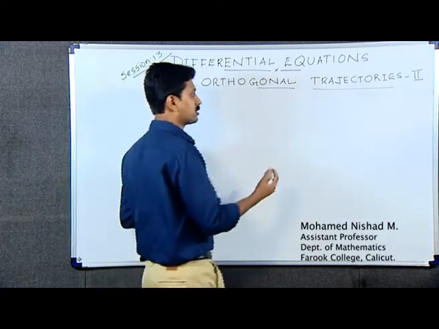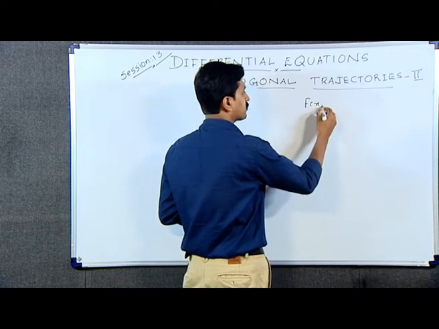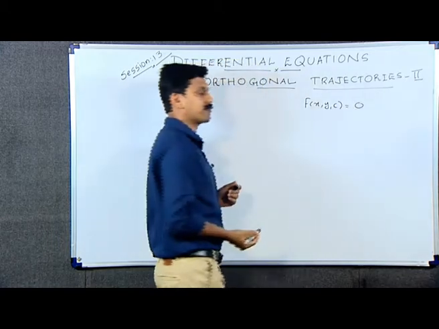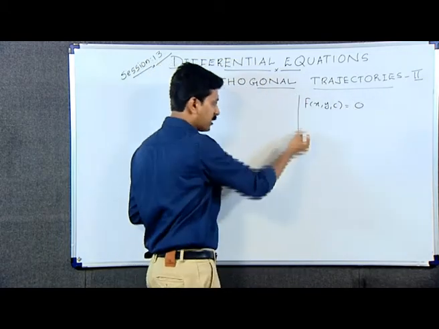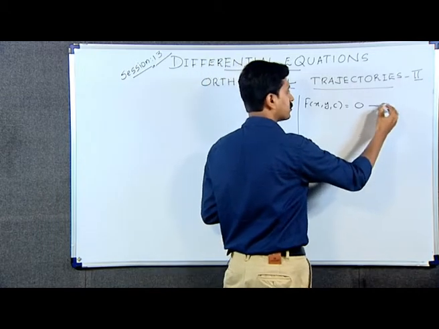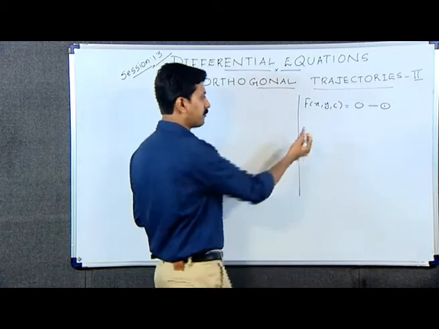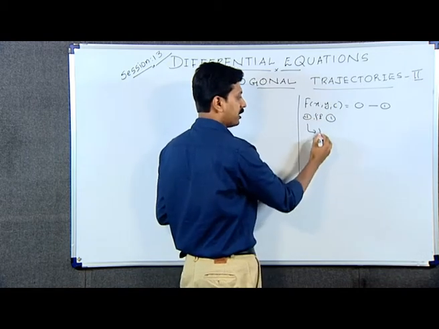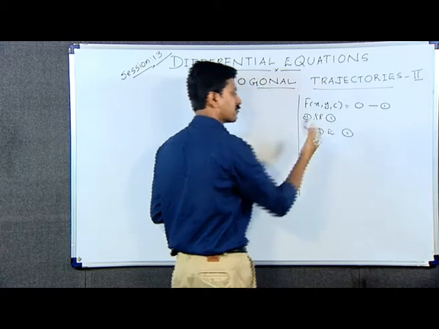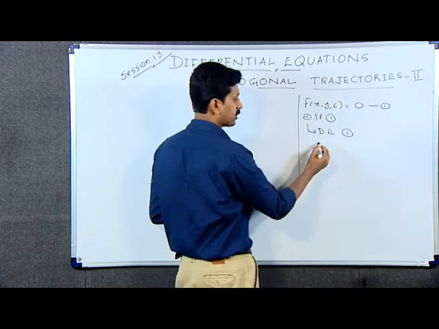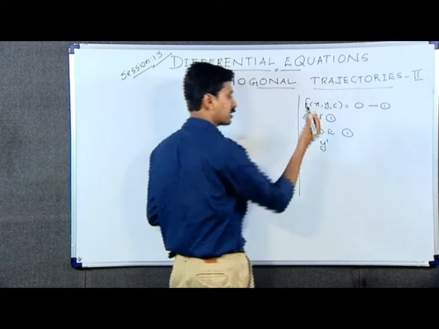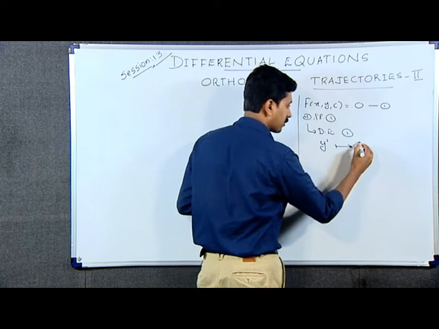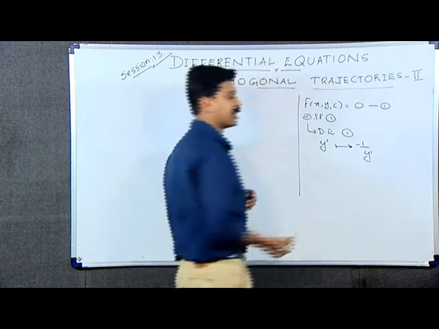We know that orthogonal trajectories are the family of curves which are orthogonal, or perpendicular, to the family of curves f(x, y, c) = 0. We treat f(x, y, c) = 0 as equation 1. We differentiate 1 and obtain a differential equation corresponding to 1, a first order differential equation containing y dash. In that differential equation we replace y dash by minus 1 by y dash.